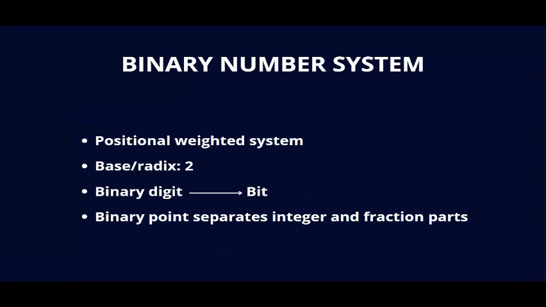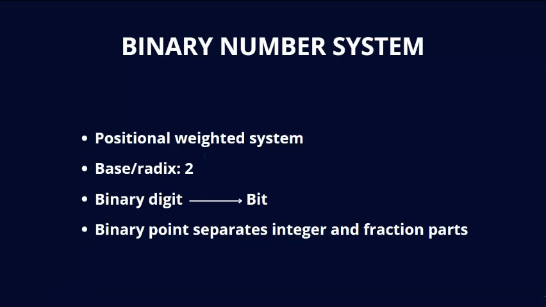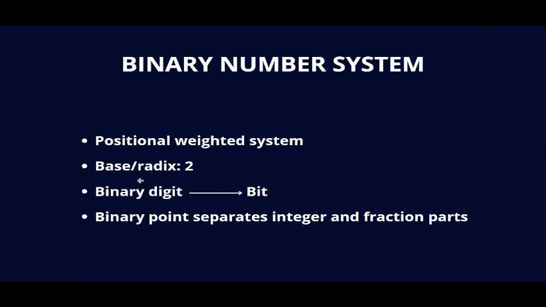The binary number system. Just like the decimal number system, this is also a positional weighted system. As we all know, it has two symbols, namely 0 and 1, and its base is 2. And a binary digit is called a bit. Just as a decimal point separates integer and fraction parts, in this case, the counterpart is the binary point, which separates the integer and the fraction parts.